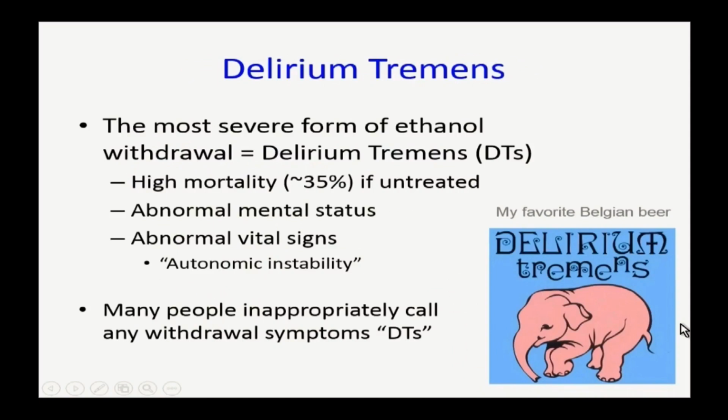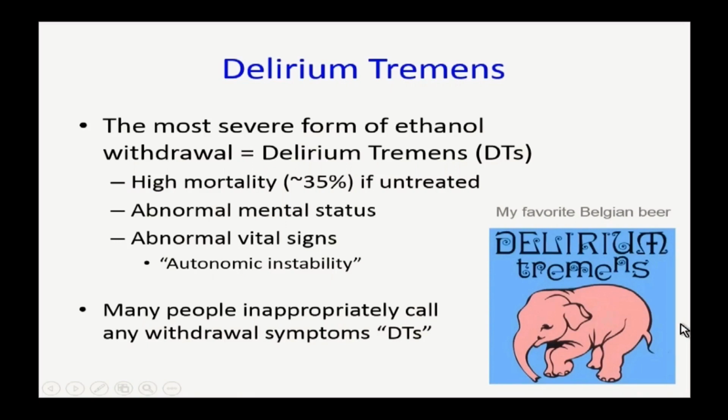Delirium tremens is the most severe form of ethanol withdrawal, and we often call it DTs for short. DTs is terrible, has a pretty high mortality if left untreated. Maybe about a third of patients can die from this. Now, if you make it to a hospital nowadays, you probably shouldn't die at all. But in the past, and before we had good ICU level care, this was a really dangerous thing to have.